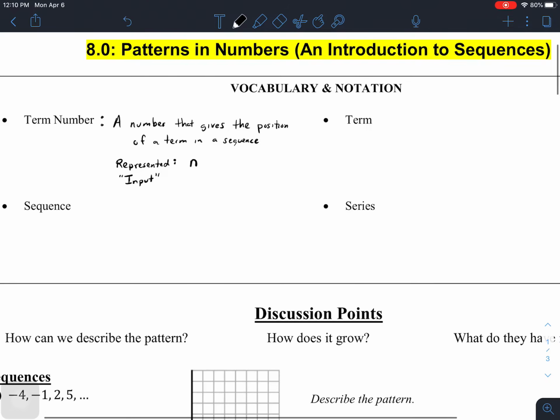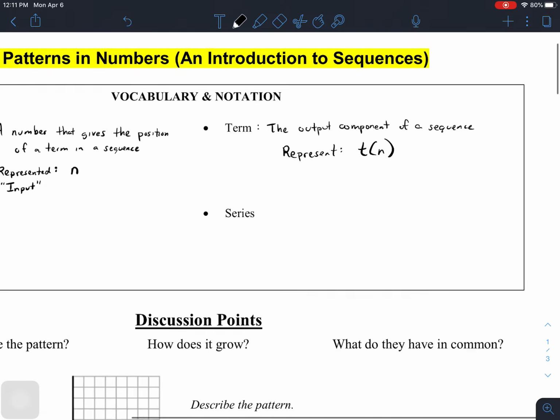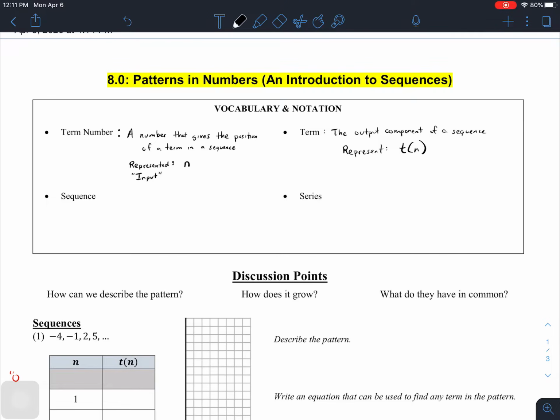So the term number is the position. The value at that position is the term. So the term is the output component of a sequence. And for this, we are going to use T of n to represent it. So that's term, which is the value at the position that you're looking at. Term number is the position itself.